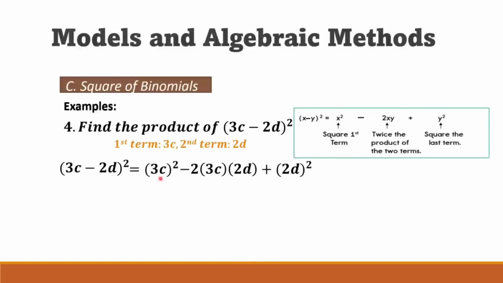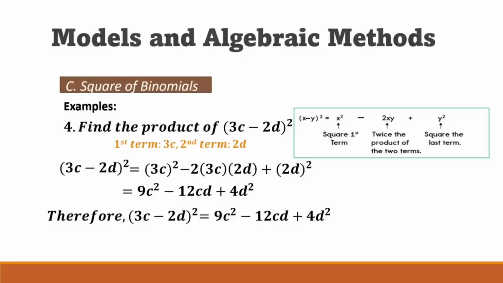So we square the first term, minus 2 times the product of the first and second terms, plus the square of the second term. The result is 9c squared minus 12cd plus 4d squared. So that is for the square of binomials.